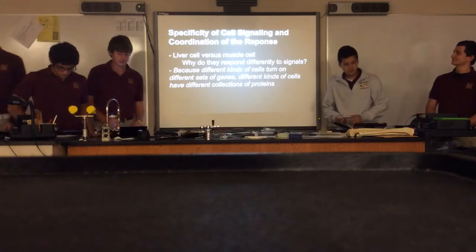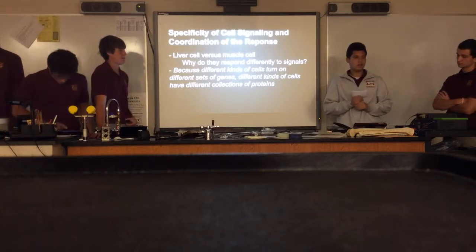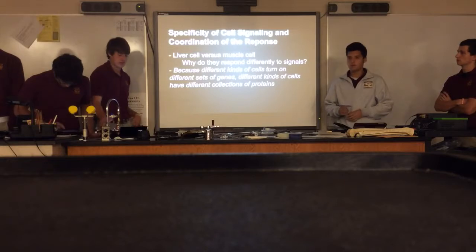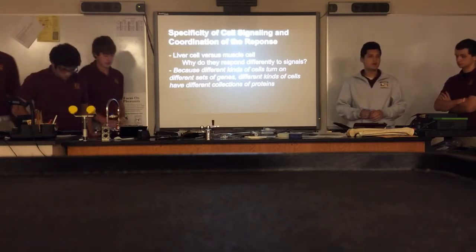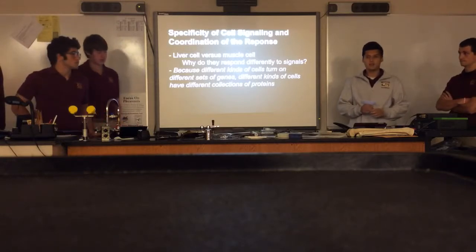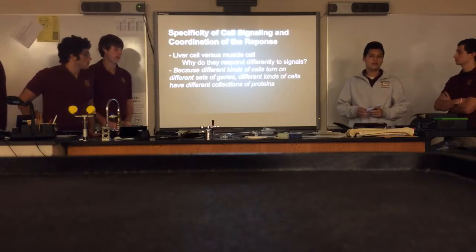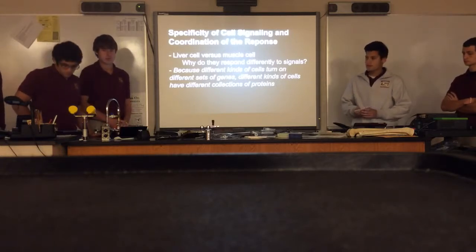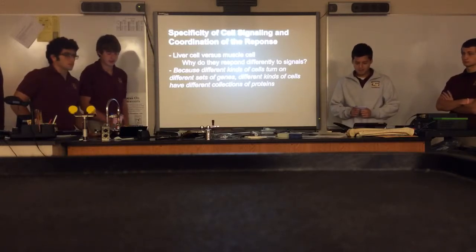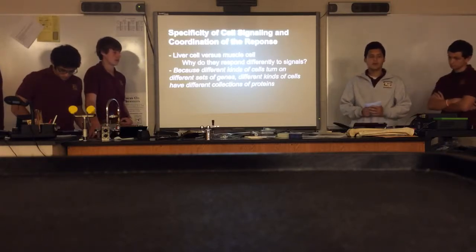Okay, specificity of cell signaling and coordination of the response. So think about a liver cell versus a muscle cell. Both are in contact with your bloodstream and therefore are constantly exposed to many different hormone molecules. Yet the liver responds to some signals and ignores others, and the same is true of the heart cell. Some kinds of signals trigger responses in both cells, but they are different responses. For example, epinephrine stimulates the liver to break down glycogen, but the main response of the heart to epinephrine is contraction, which leads to a more rapid heartbeat.